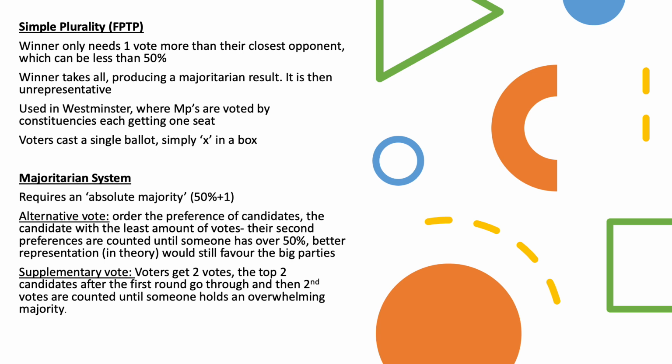It shifts until someone gets 50%. So the person who has the majority technically should have it, but it's still not completely representative because it's not everyone's first choice. Then you've got SV, supplementary vote, where voters get 2 votes and the top 2 candidates after the first round go through, and then second votes are counted until someone holds an overwhelming majority.